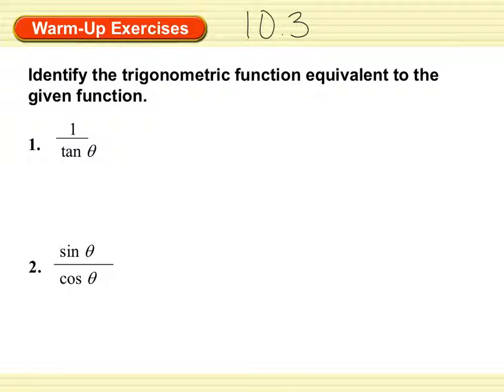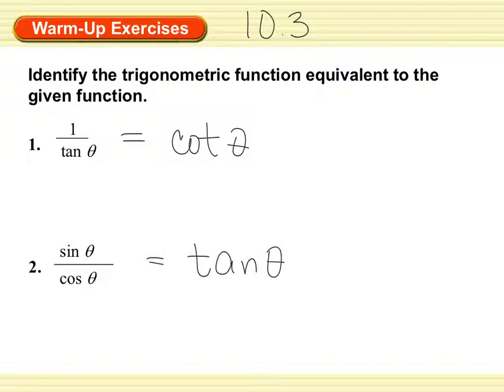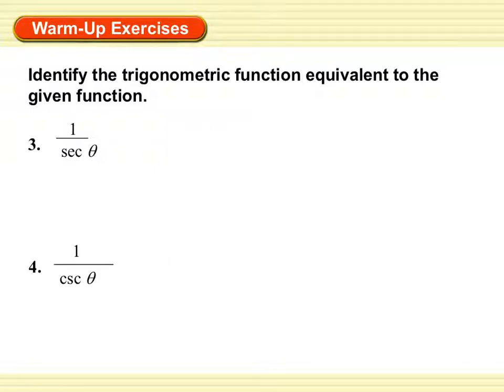So let's review. First of all, identify a trigonometric function equivalent to the given function. If we remember, 1 over tangent is the same as cotangent. Sine over cosine is the same as tangent. If you don't remember these, I expect you to know them, so write them down somewhere so you can remember them.